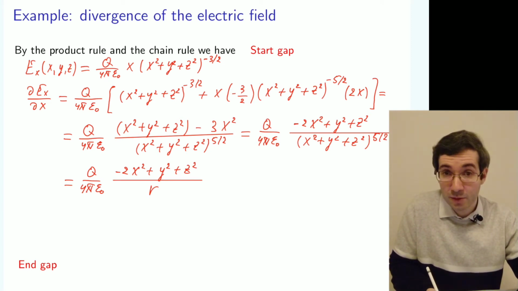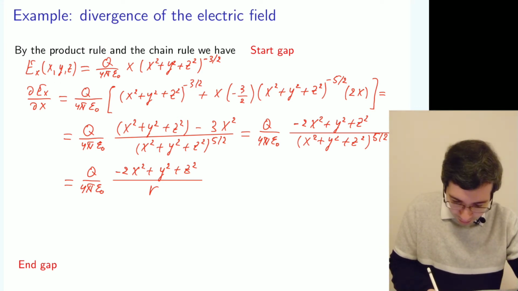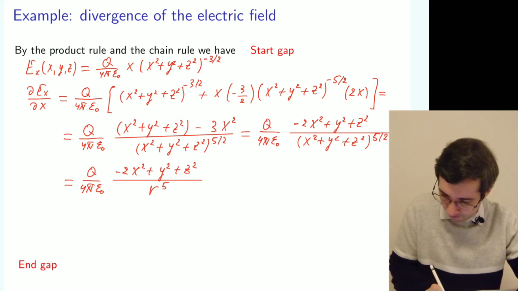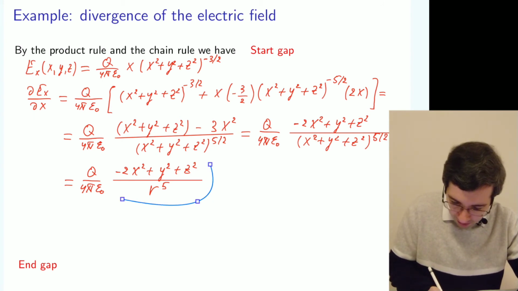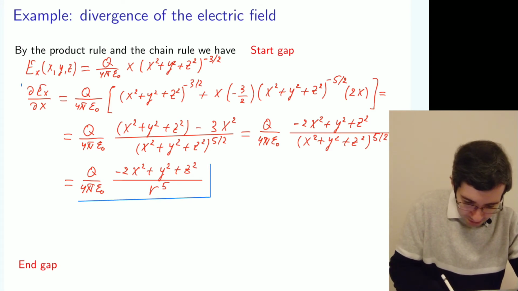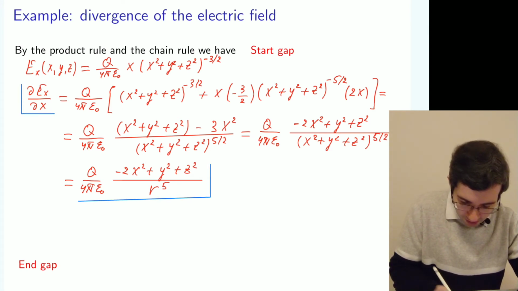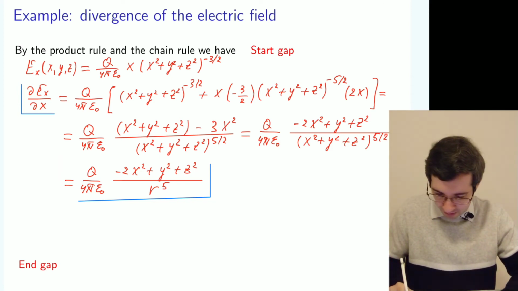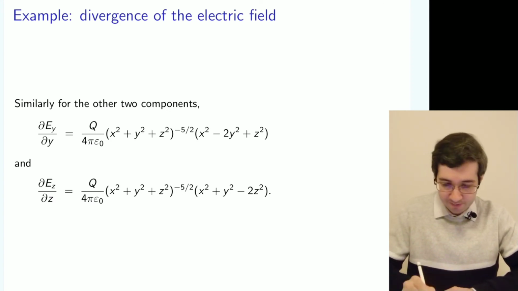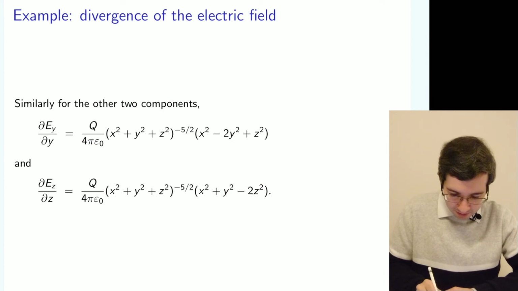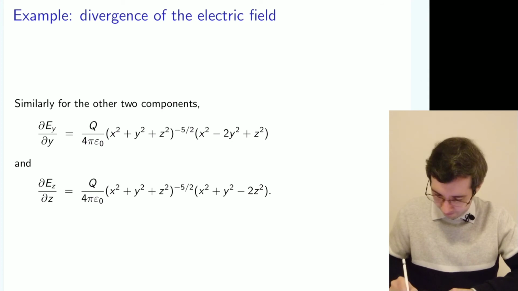Can you guess which power? Yeah, hopefully most of you realize that it is 5 in this case. So that is the expression for the first derivative, and likewise we can get the other two components, which have very similar form, except that they have minus 2y squared or minus 2z squared.